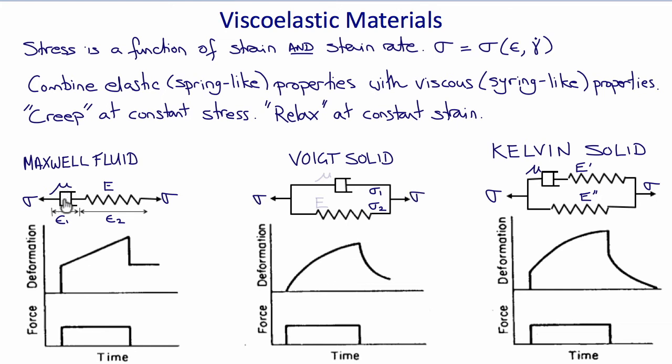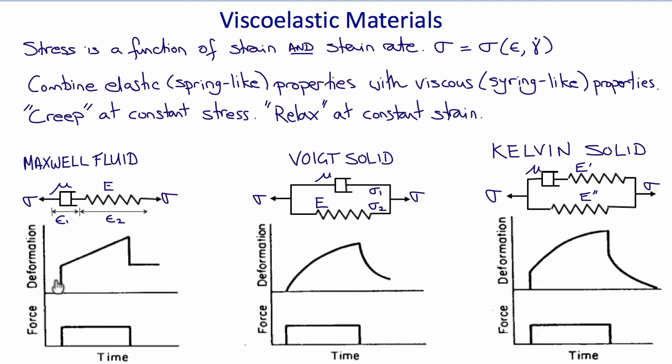So you can think of each of the syringes as representing a fluid with viscosity mu, and each spring as representing an elastic solid with Young's modulus E. So depending on the way that these properties combine, we get different behaviors. These graphs show what happens when a constant force is applied to models like this and then removed.